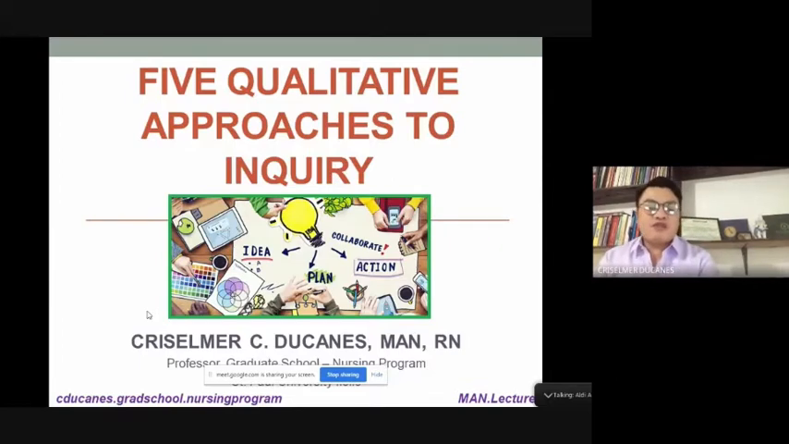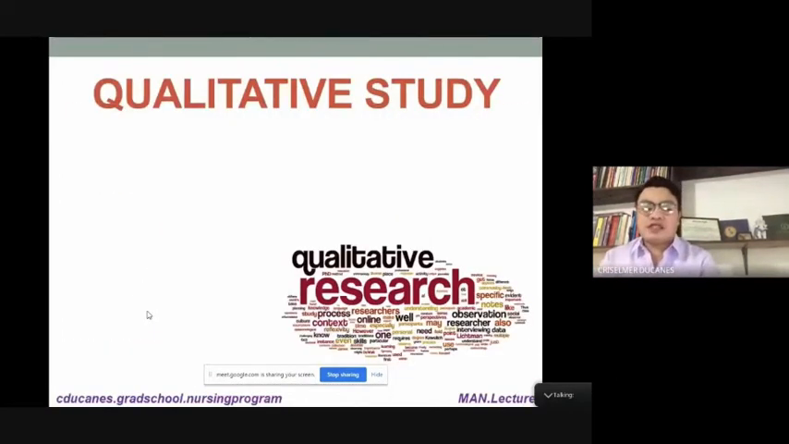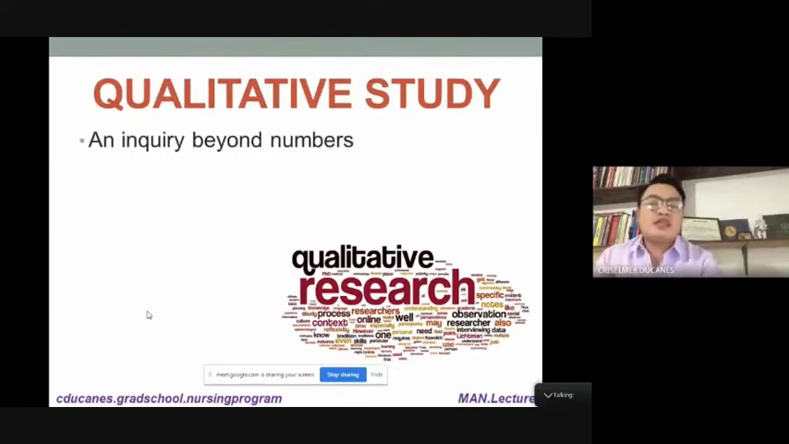But first, let's define what a qualitative study is. A qualitative study is an inquiry beyond numbers. There is a great difference between a quantitative and a qualitative study. A quantitative study refers to numbers, statistics, numerical values. But a qualitative study deals with narratives, stories, experiences, words. These are your qualitative study.